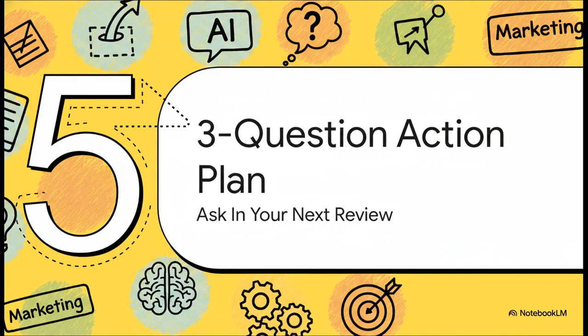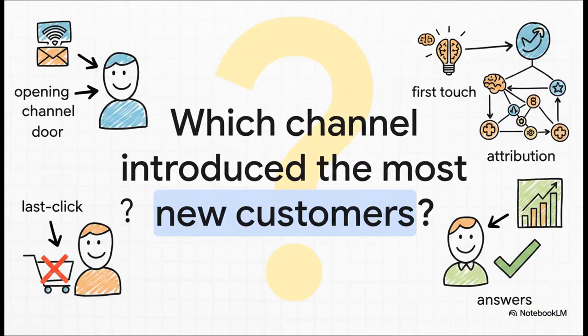Okay, this all sounds great in theory, but how do you make it real? I'm going to give you a simple 3-question action plan that you can take into your very next performance review to start challenging how things are done. First step, ask this. Which channel brought us the most brand new customers? Last click reporting completely hides the answer to this. It only ever shows you who closed the deal, not who opened the door in the first place. An AI model, on the other hand, can tell you that in a second.